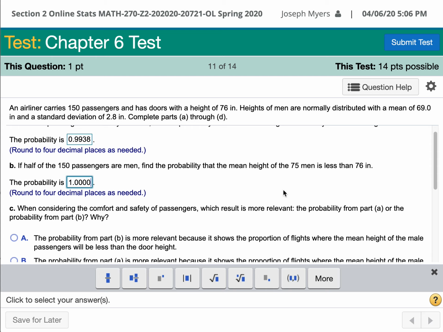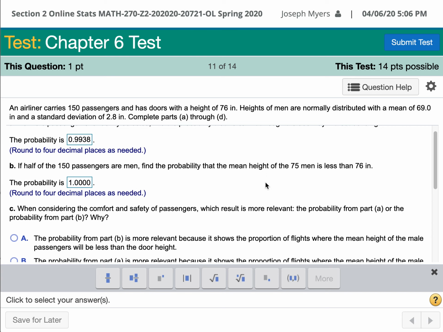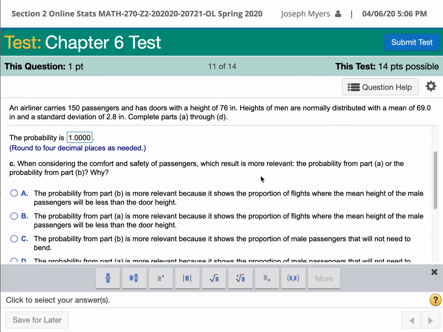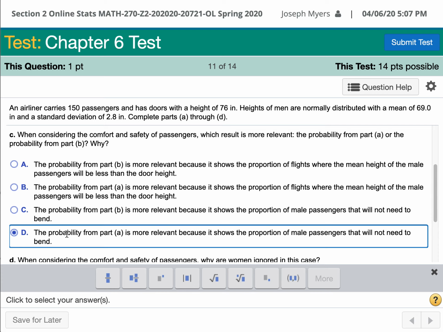An average basically means mean, so we're not interested in whether the mean height of the men can fit under the doorway. What really matters is the probability that each person can fit through the doorway, or what proportion of people can fit through the doorway without bending. So the answer to part A is the one that matters. The answer from part A is more relevant because it shows the proportion of male passengers that will not need to bend.